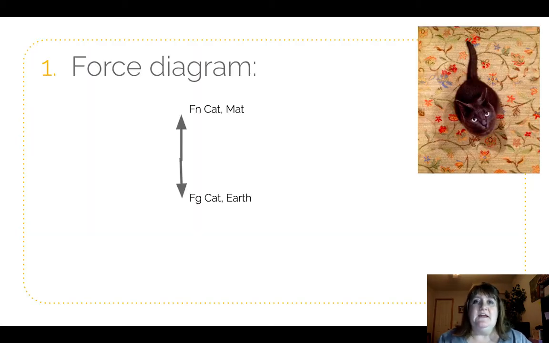So the force diagram would look like this. We have a downward arrow for the force of gravity on the cat by the earth, and an upward arrow for the force of normal on the cat by the mat, because the mat's holding up the cat.